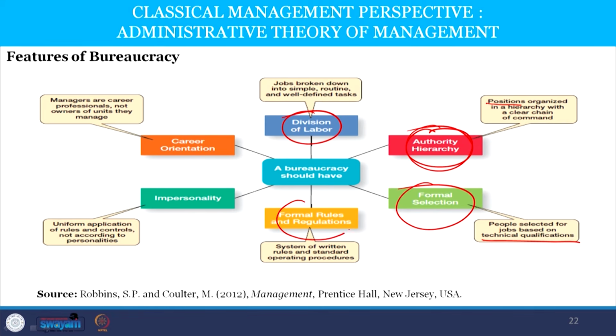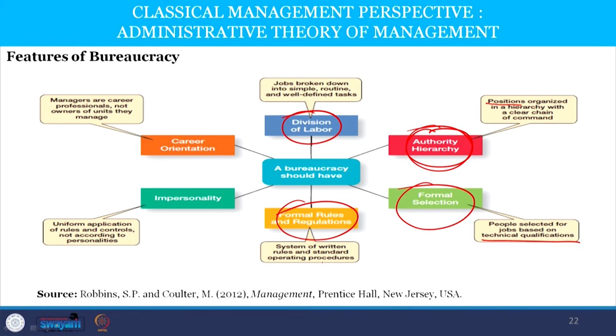The fourth point is formal rules and regulations. Systems of written rules and standard operating procedures. There should be formalized rules and regulations in an organization which can guide individuals' behavior. Systems of written rules and standard operating procedures.